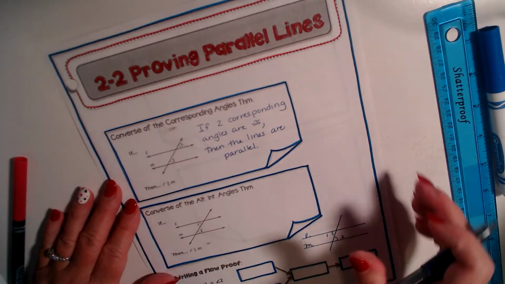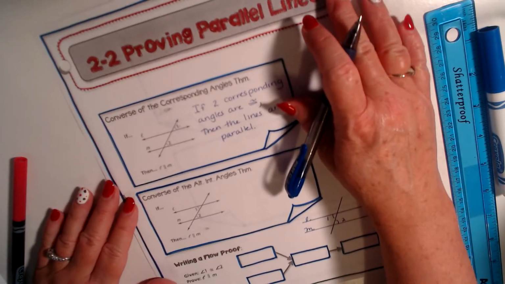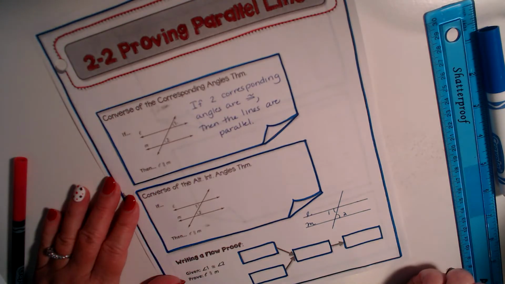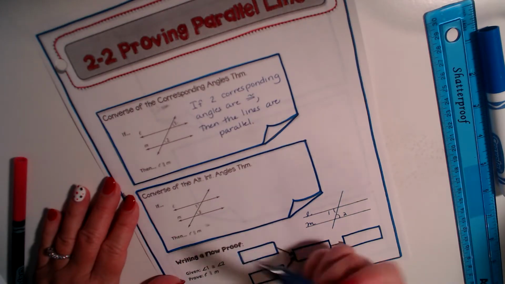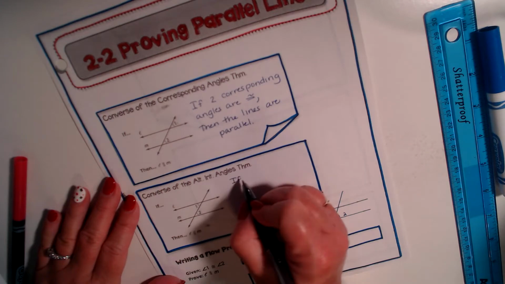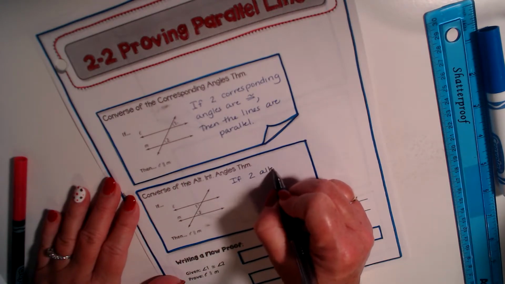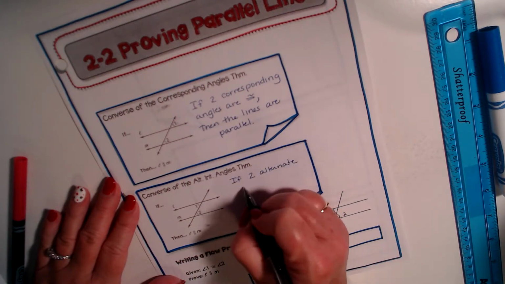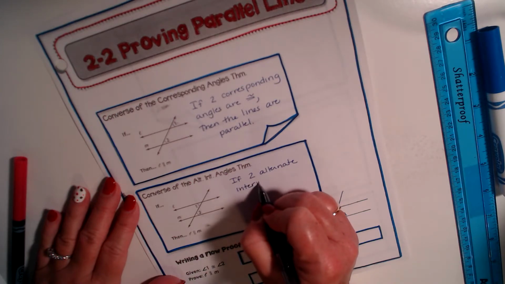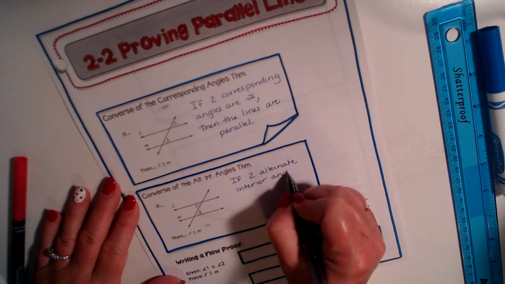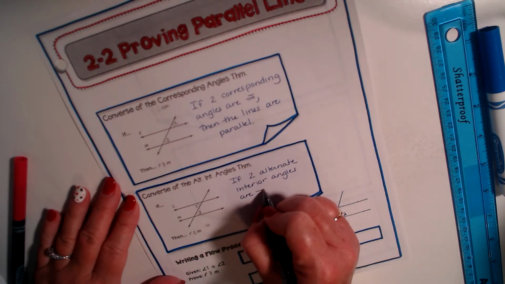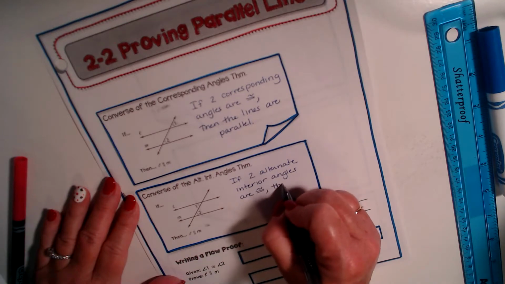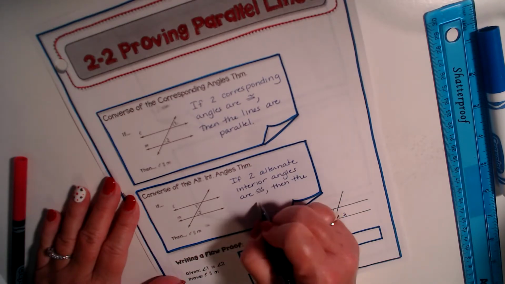Okay, a second one is the converse of the alternate interior angles theorem. And like the other one, this one says if two alternate interior angles are congruent, then the lines are parallel. So if two alternate interior angles are congruent, then the lines are parallel.